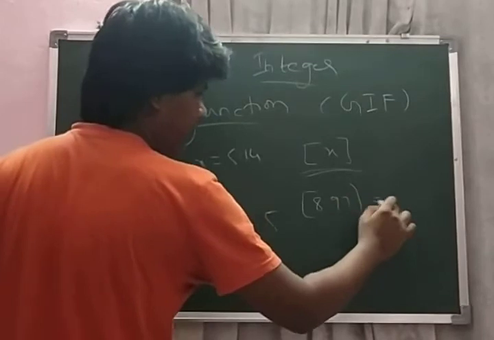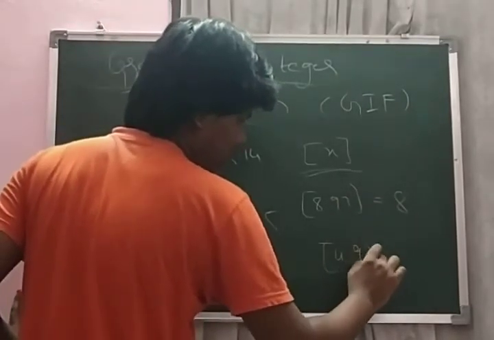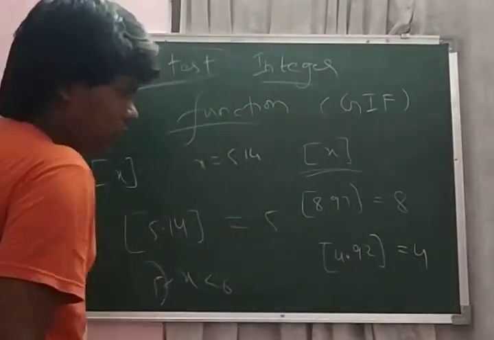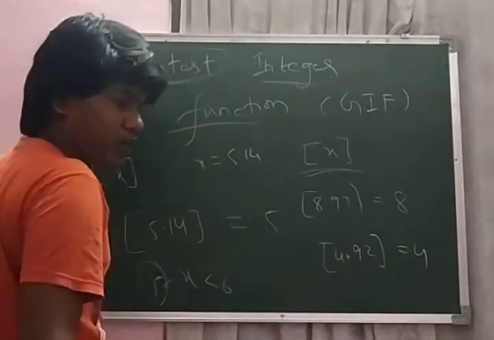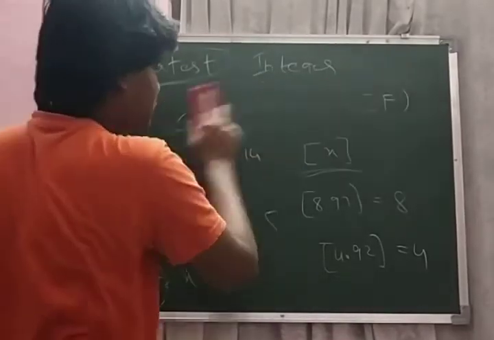In the same way, 8.97 is 8 and 4.92 is 4. So like this, when a value lies between two values, we have to consider the least term. So that is called the greatest integer function.